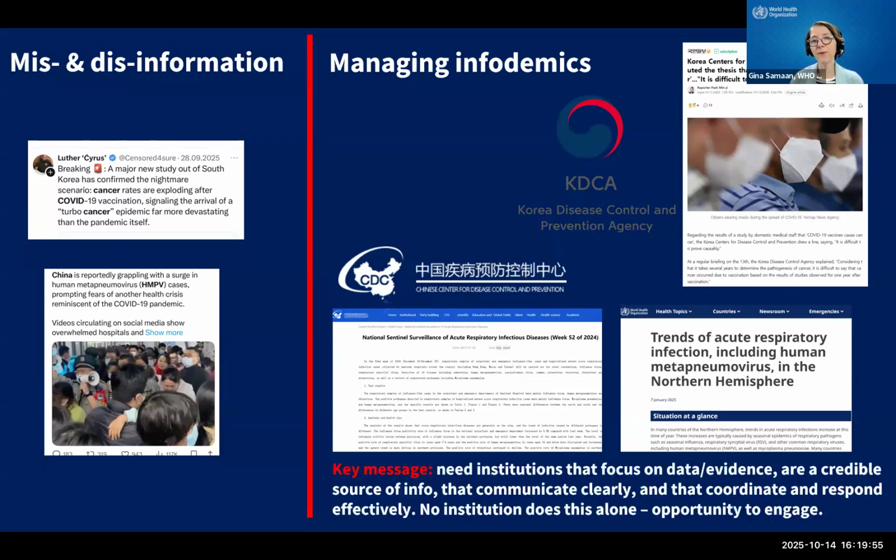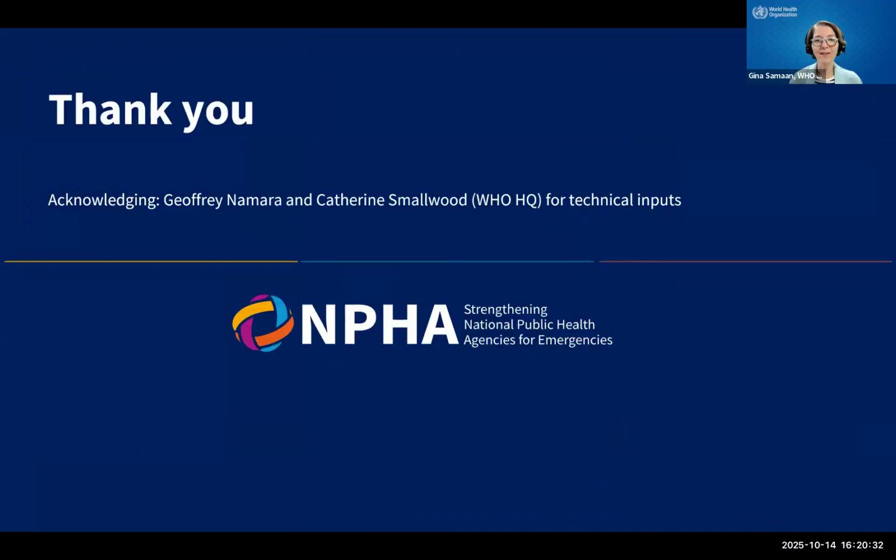The key takeaway being that we need institutions in our systems that focus on data, on evidence. They are credible sources of information. They communicate clearly and coordinate efficiently and respond efficiently and effectively. And that no institution does this alone ultimately, which really presents why and how we need to leverage communities to work alongside, with, and in coherence with national public health agencies. These are just some very acute examples that show the breadth of what some of the agencies, at least in this region, do. With that, I thank you and back to you, RJ.